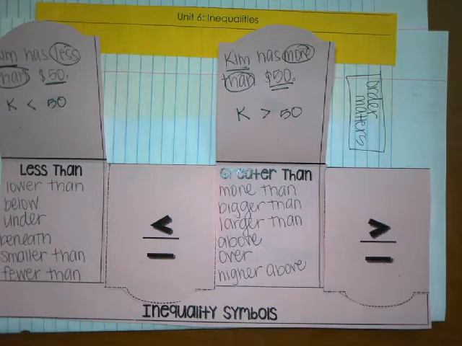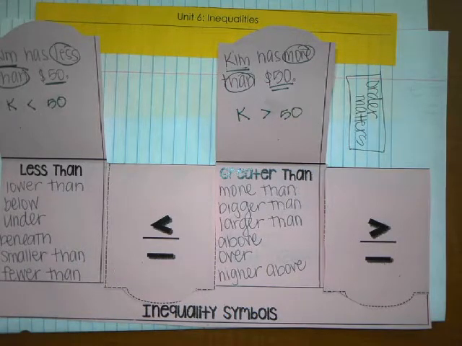No. If it's less than 50, she cannot have $50. She can have $49.99, but she can't have $50. Does that make sense, guys? If I say she has more than $50, can she have $50? No, she cannot have $50. Is that understood? That is where the equal to ones come into play.